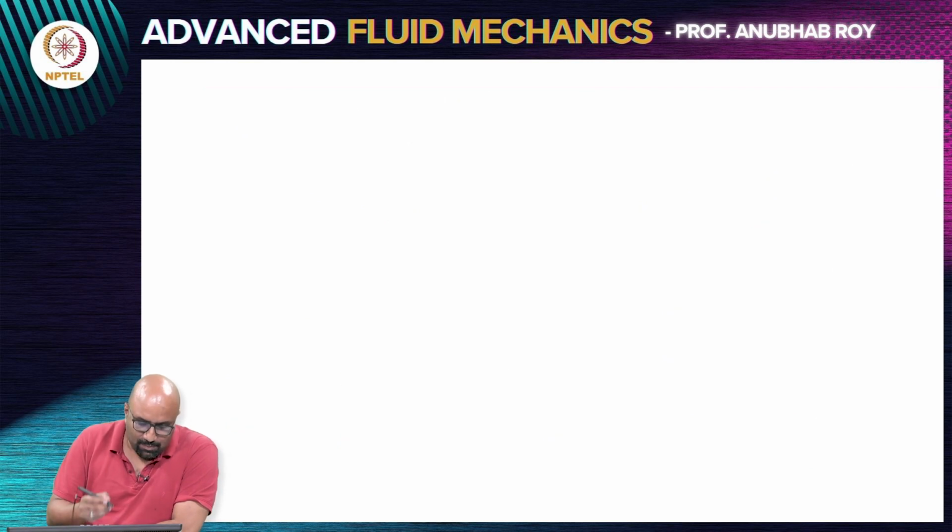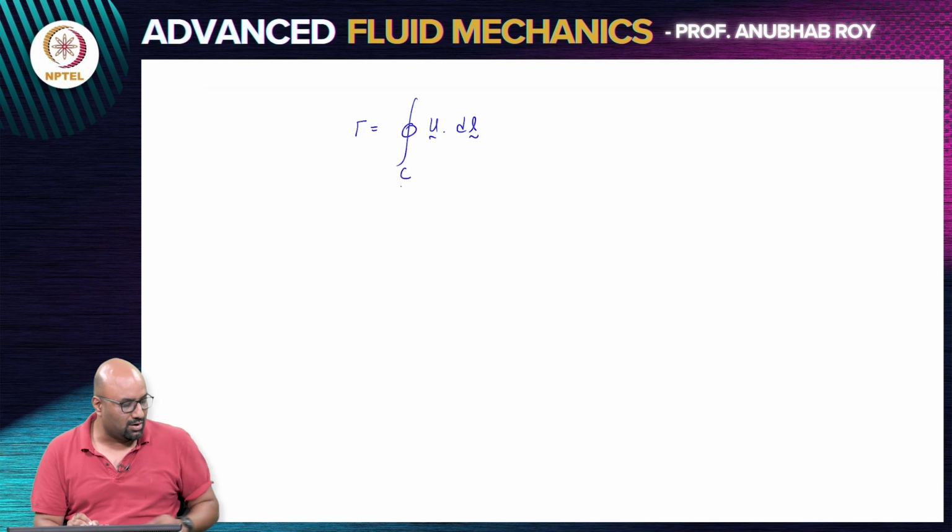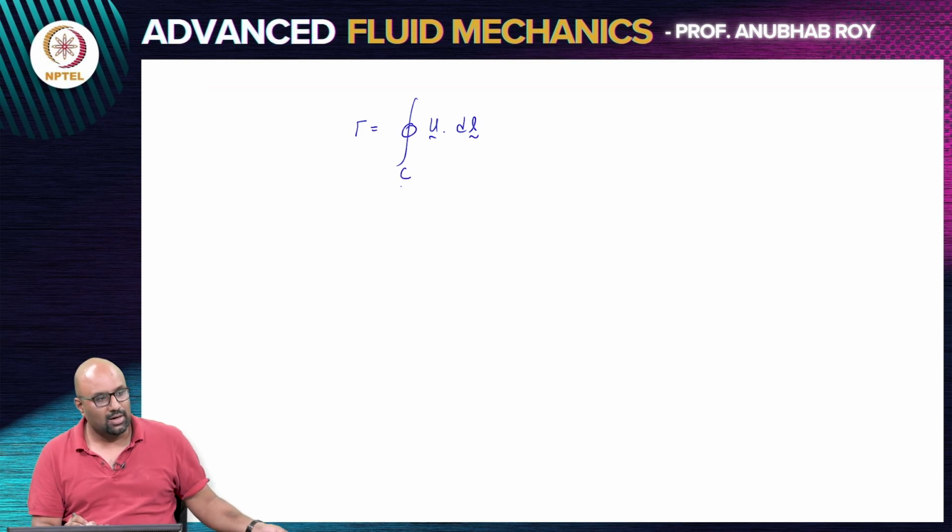So this was about the inversion process, but we go back to the picture of circulation. So we said that circulation is expressed in this manner, that I have a closed circuit and I want to write down what is my circulation.